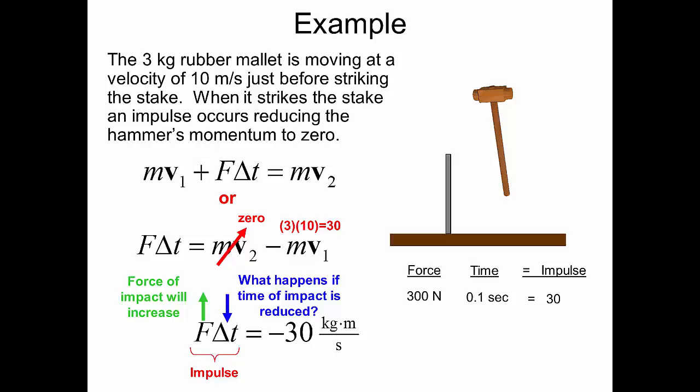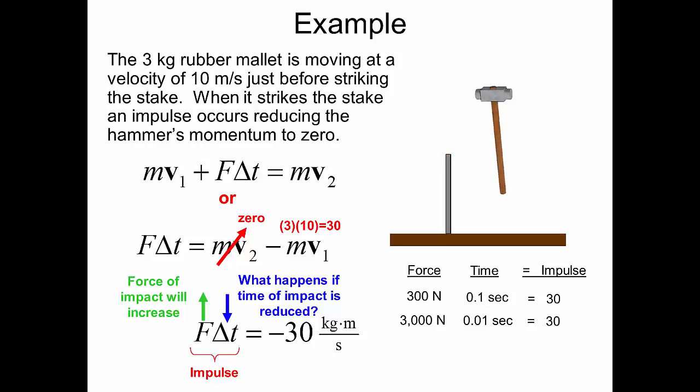What if we had a wooden mallet instead of a rubber mallet? Now we've got a material that's a little bit more stiff than the rubber mallet. So when it strikes the stake, that time of impact is shorter than it would be with a rubber mallet. If our impulse stays at 30 and the time decreases to 0.01 seconds, then our force increases to 3,000 newtons.